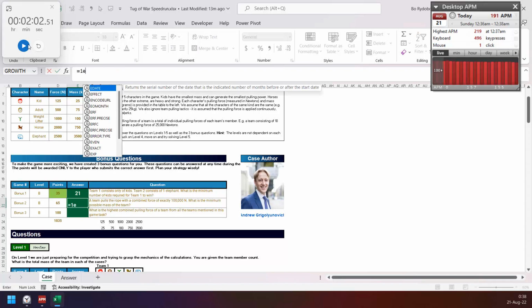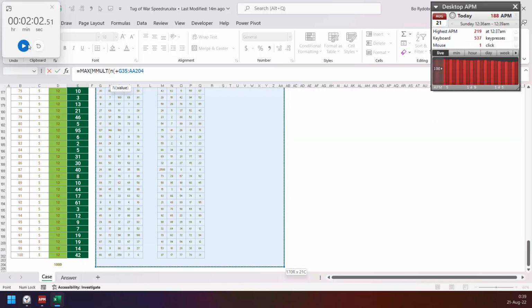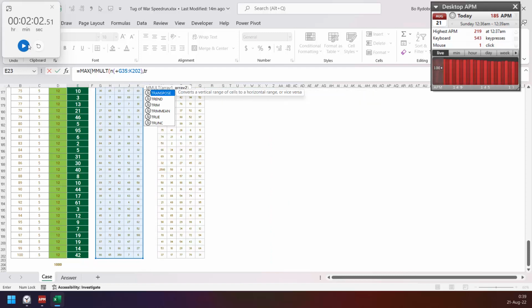Next one starts with 100k, and then divide by the max of the ratio here. This one is the maximum of force on each team, so Mammoth. I use this one a lot. And this is to calculate the number of force of team A, so transpose of it. And then same for team B.